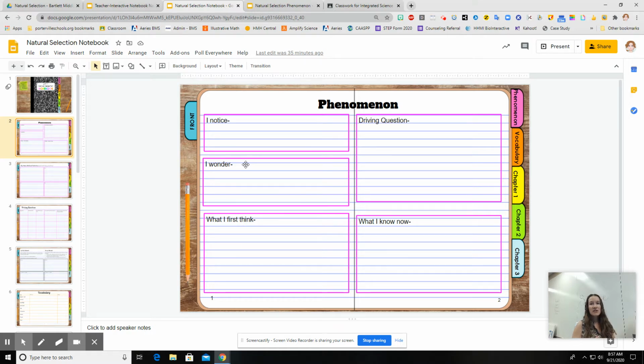Then you're going to be put into small groups so that you can talk with other people that saw the same phenomenon you saw. By the way, a phenomenon is a naturally occurring event. It's something that we use a lot in science because scientists study phenomenons. We study naturally occurring events to try to better understand how our world works. So you're going to go ahead and fill in your I notice and your I wonder.